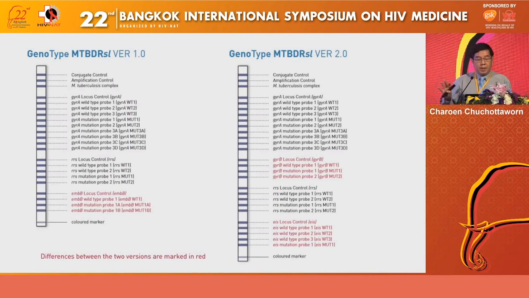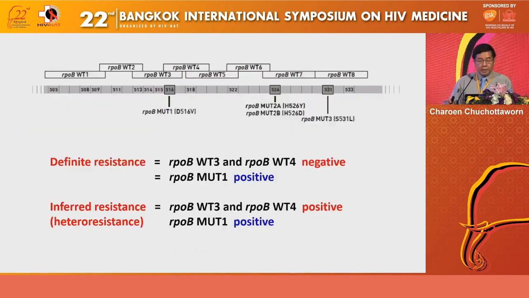Currently, we have two tests now. That one is the first line, and this is the second line. The first line detects isoniazid and rifampicin. Xpert detects rifampicin only. Line probe assay detects rifampicin and isoniazid. And for the line probe assay, we have another test, second line version 2, that can detect the quinolones and also the aminoglycosides, the rrs and eis genes. And this is the technique they use.